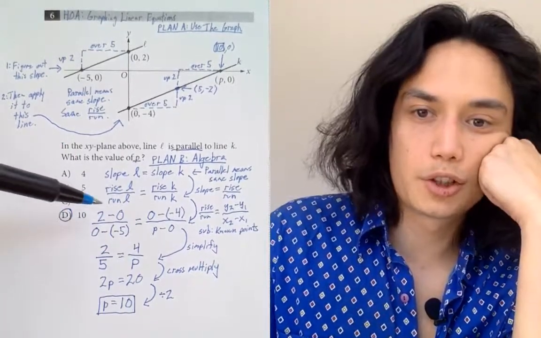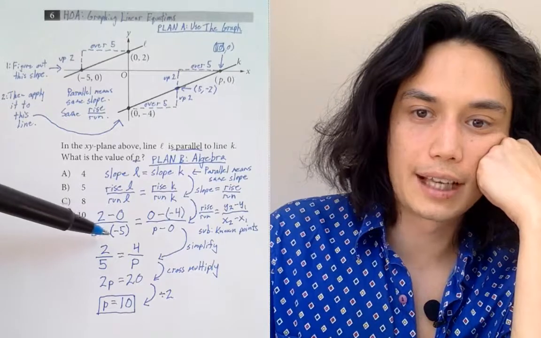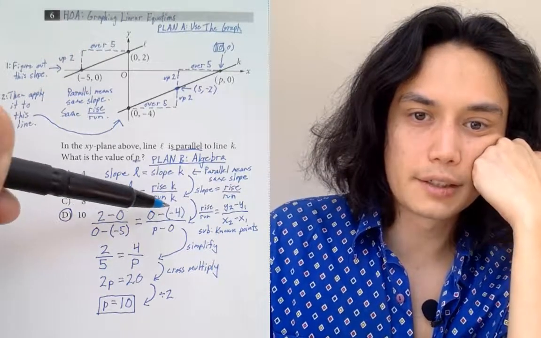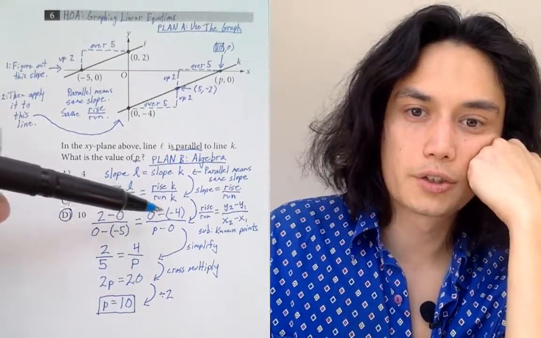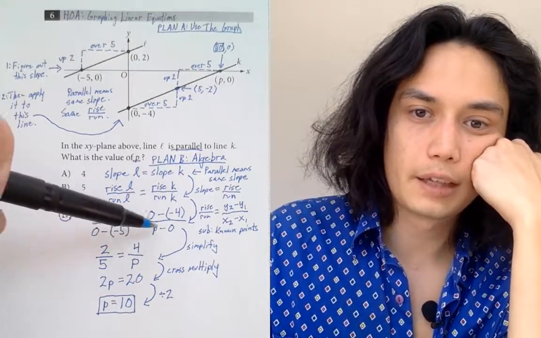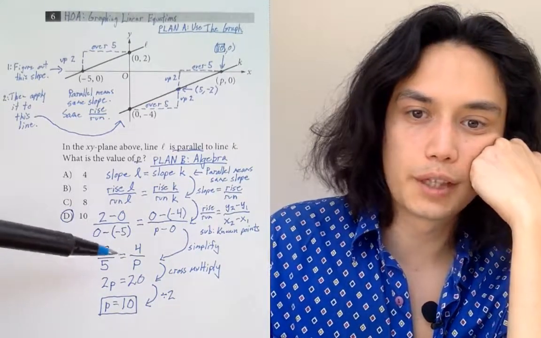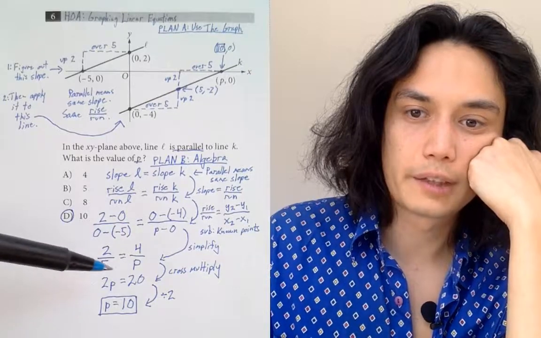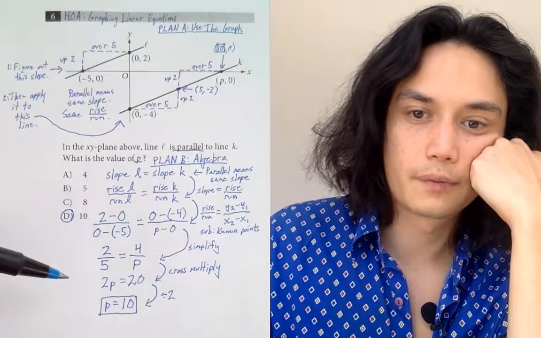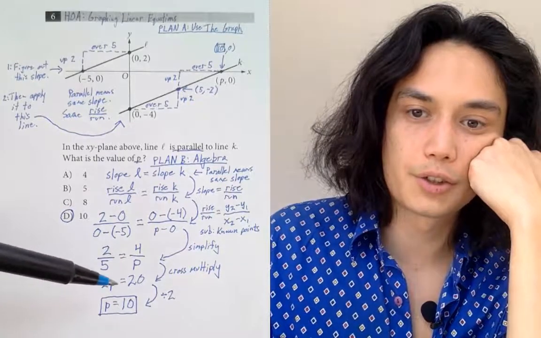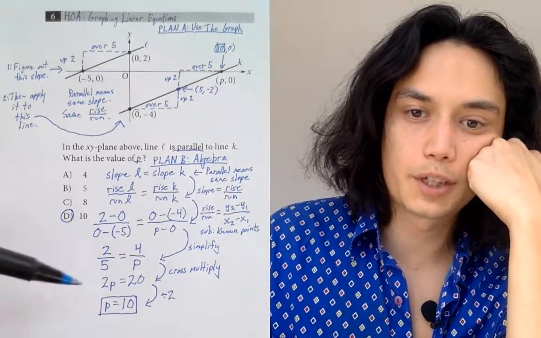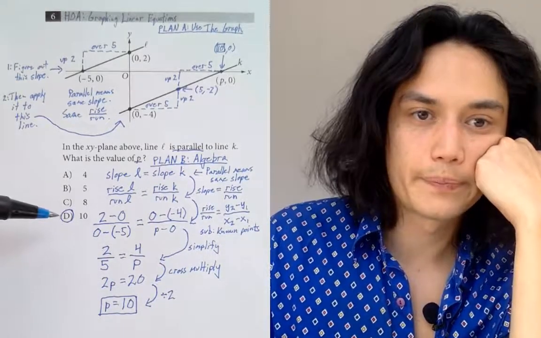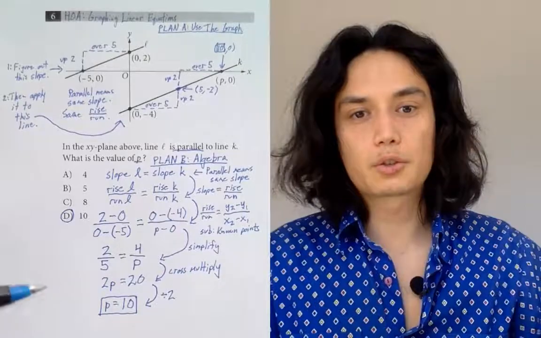Then we're just going to simplify. 2 minus 0 is 2. 0 minus -5 is 0 plus 5, so that's 5. So this is 2 over 5. And 0 minus -4 is 0 plus 4, because two minuses make a positive, so that's 4. And p minus 0 is just p. So 2 over 5 equals 4 over p. Then we're going to cross multiply. 2 times p is 2p, and 5 times 4 is 20. Now all we need to do is get p alone, so we divide both sides by 2. 20 divided by 2 is 10, and p is 10. Boom. Two different ways of doing it. That's all for this question. See you in the next one.